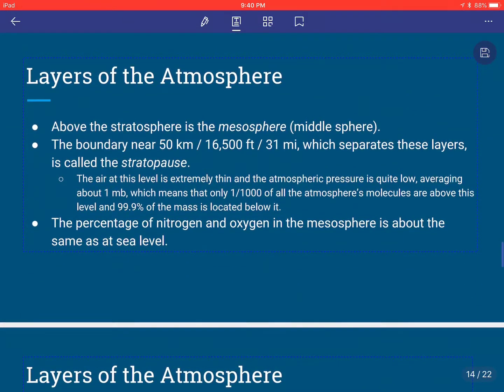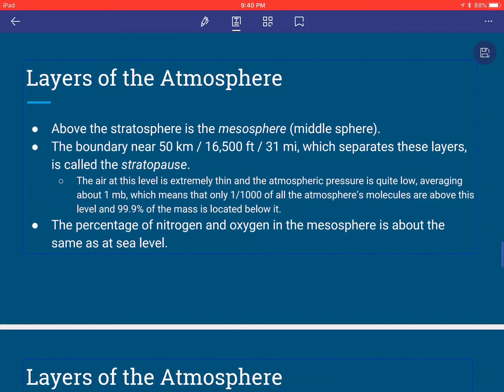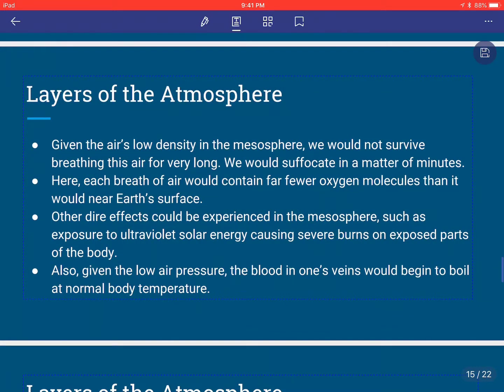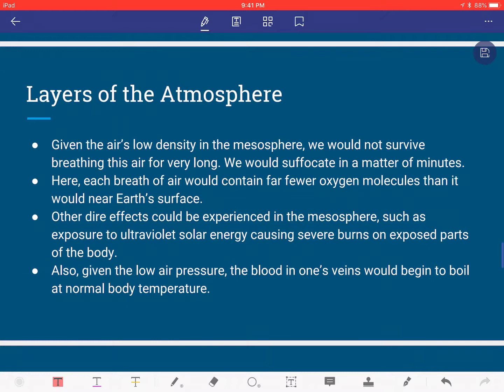The percentage of nitrogen and oxygen in the mesosphere is about the same as at sea level, but given the air's low density in the mesosphere, we would not survive breathing this air for very long. We would suffocate in a matter of minutes, because each breath of air would contain far fewer oxygen molecules than it would near Earth's surface.